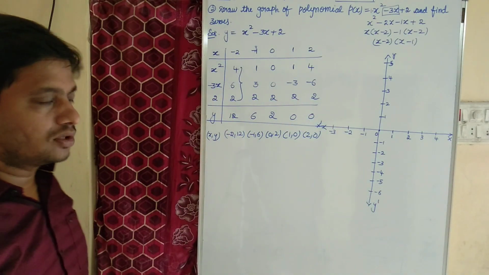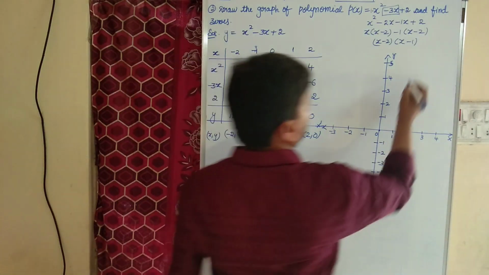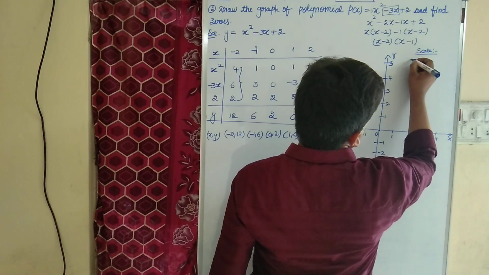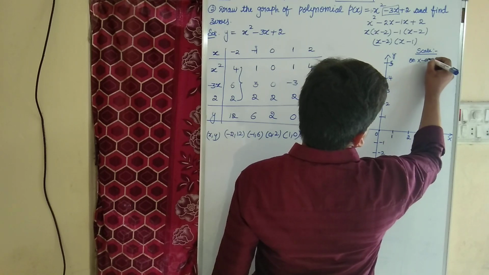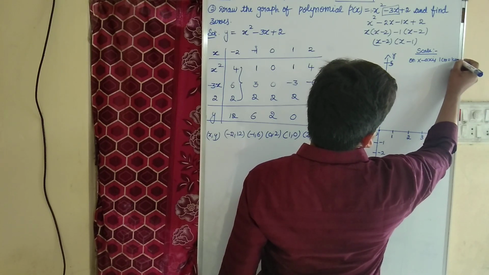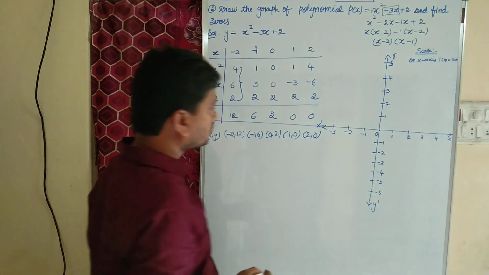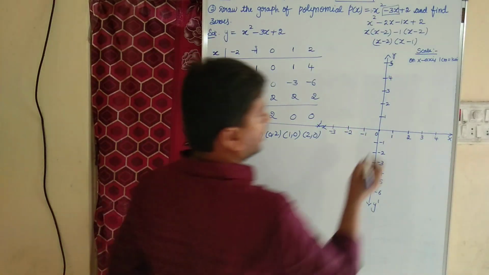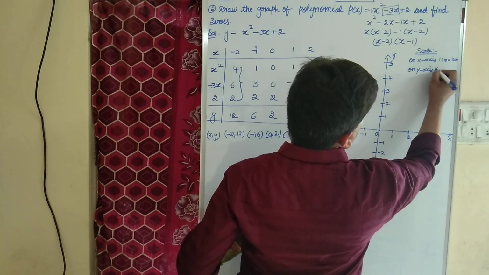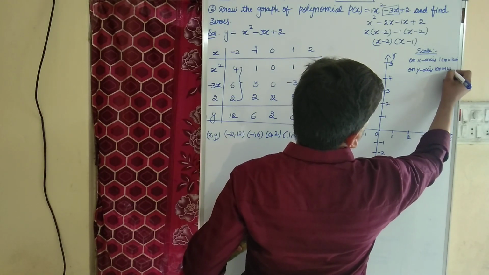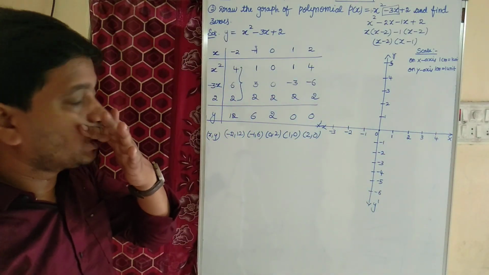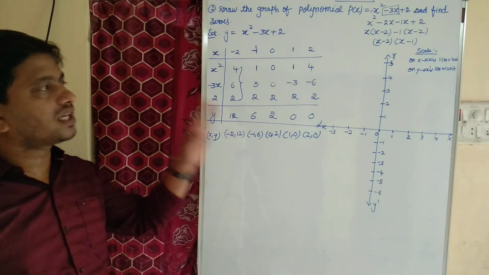Right? So what is the scale? The scale is, on the x-axis we consider 1 centimeter equal to 1 unit. Okay, and on the y-axis also we consider 1 centimeter equal to 1 unit. Okay, if you don't write the scale you will lose 1 mark, so better you write the scale.